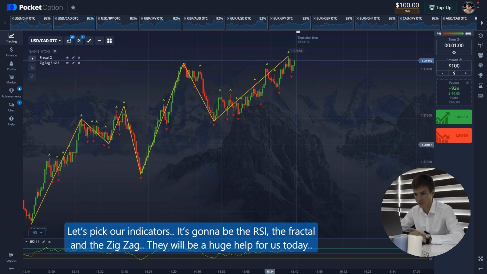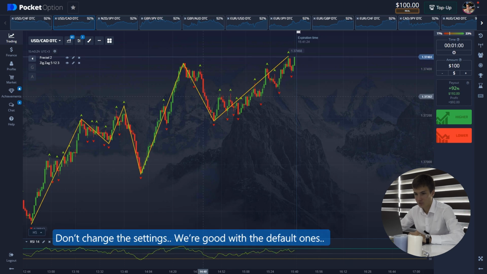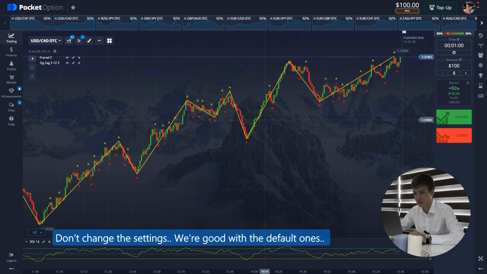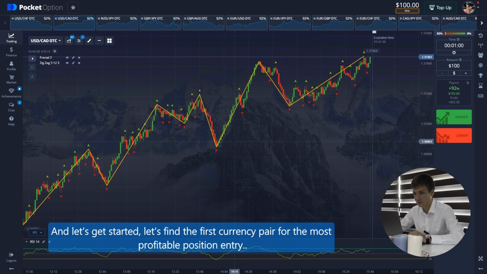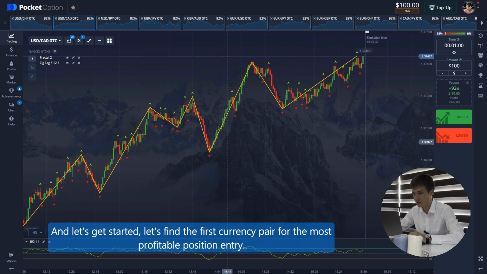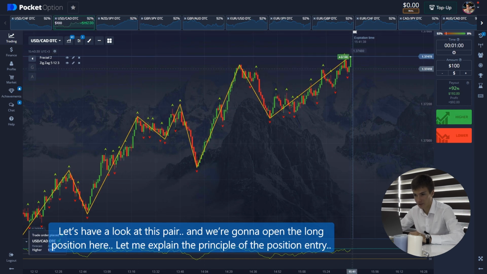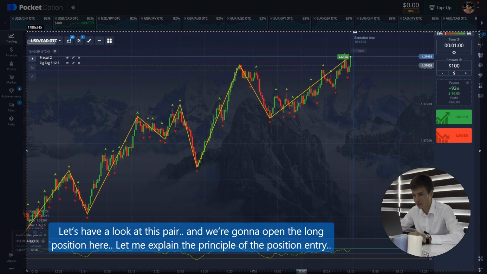Let's pick our indicators. It's gonna be the RSI, the fractal, and the zigzag. They will be a huge help for us today. Don't change the settings. We are good with the default ones, and let's start. Let's find the first currency pair for the most profitable position here. Let's have a look at the pairs. We are gonna open a long position here.